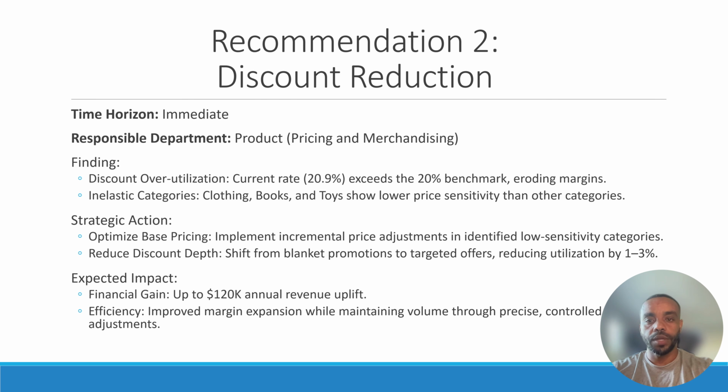Our second recommendation is discount reduction. Our finding indicates the current discount over-utilization rate of 20.9% exceeds the 20% benchmark, eroding margins. And inelastic categories like clothing, books, and toys show relatively lower price sensitivity. Strategic actions are to optimize base pricing by implementing incremental price adjustments. We expect this to have a financial gain of up to 120K in annual revenue uplift.